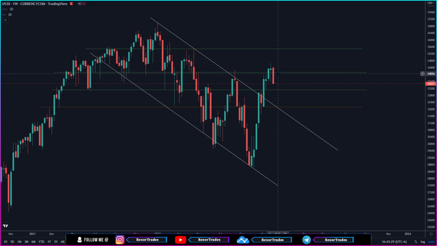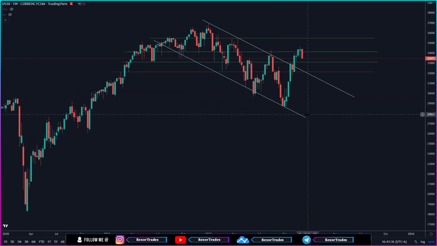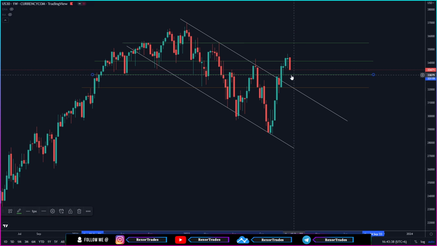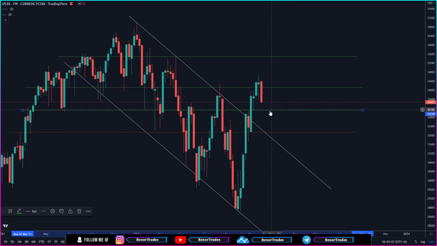Now if this move is a fake out move over here and price is to continue pushing down, then on the bearish side we have this key level with again multiple major retest points which could be acting as US30's support on a higher time frame point of view.